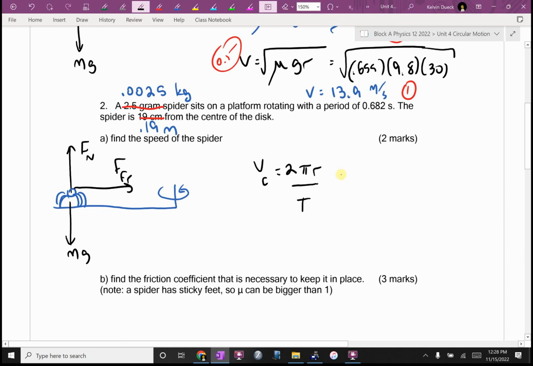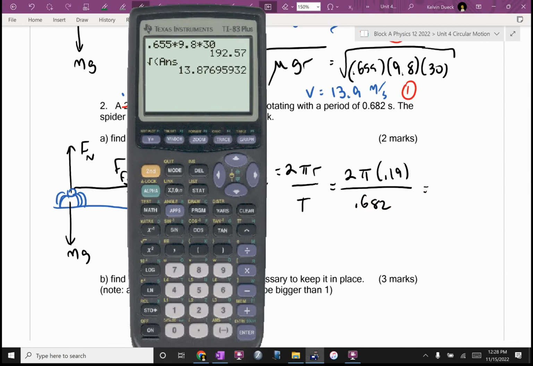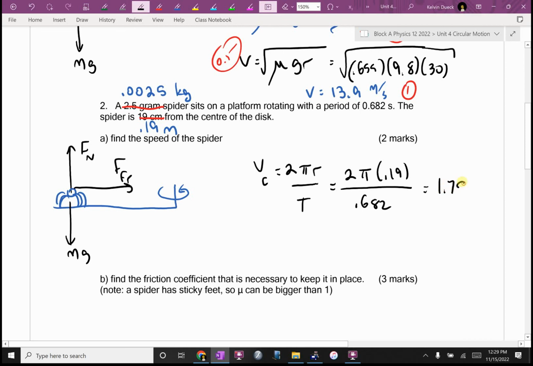It's circular speed. So I can go 2 times pi times r, 0.19, divided by 0.682. Did you get a speed of 1.75 and change? Meters per second.